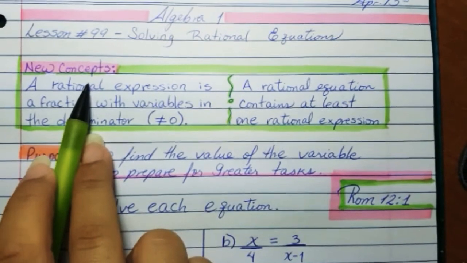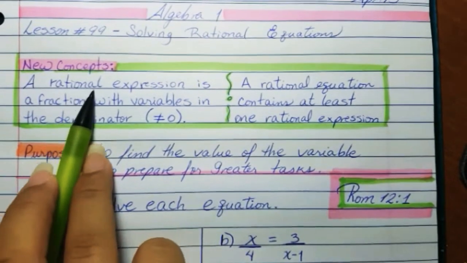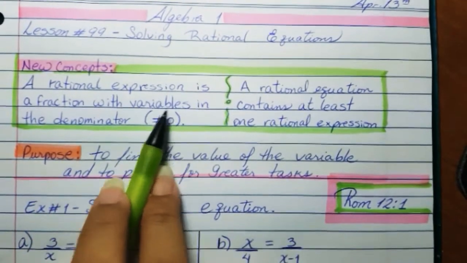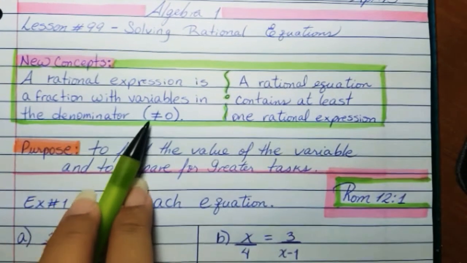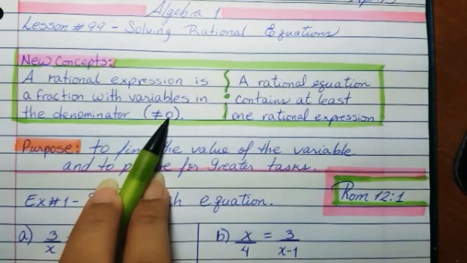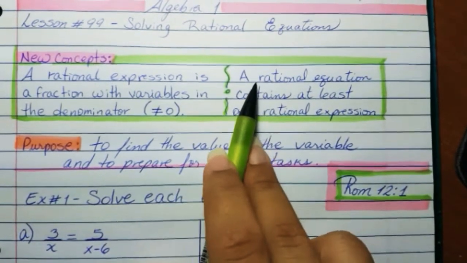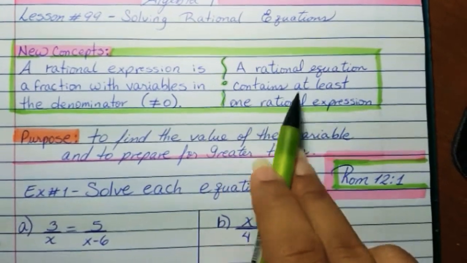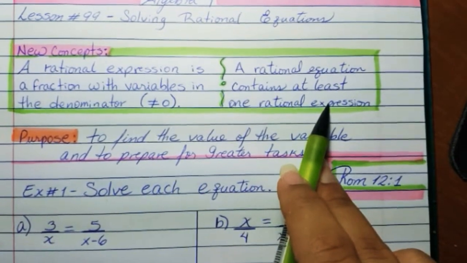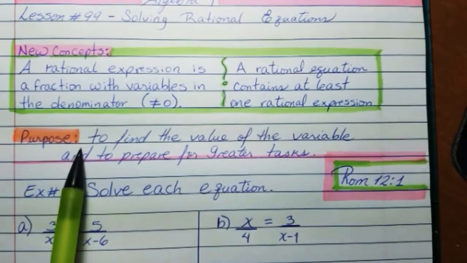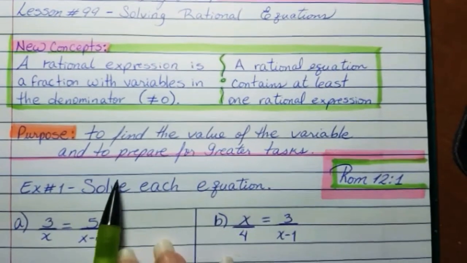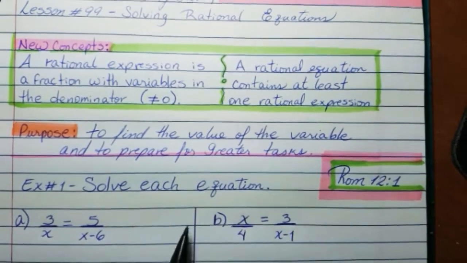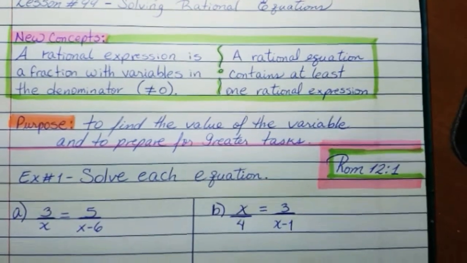In the new concepts of this lesson, we're going to have rational expression. A rational expression is a fraction with variables in the denominator, and those variables must be different from 0. We also have another new concept, which is a rational equation. A rational equation contains at least one rational expression. The purpose of this lesson is to find the value of the variable and to prepare for greater tasks. That means that these two examples are going to be the simplest ones we're going to have in this lesson.